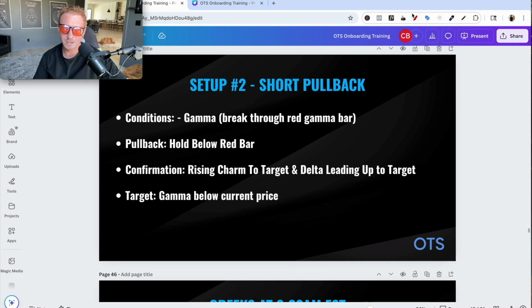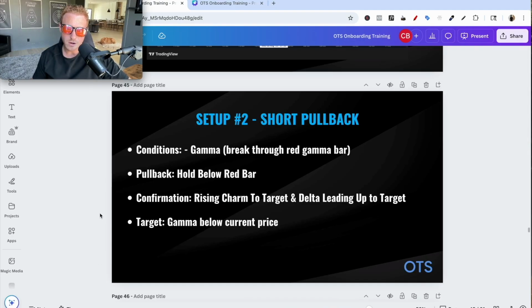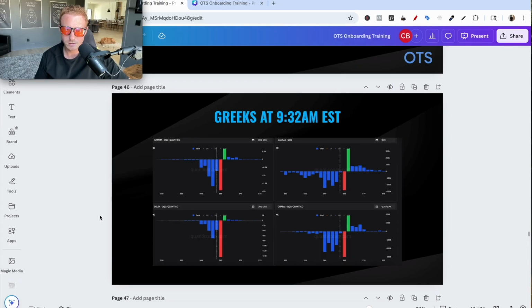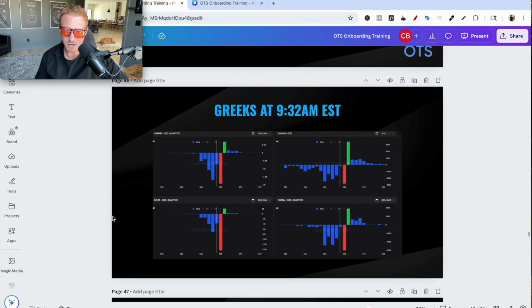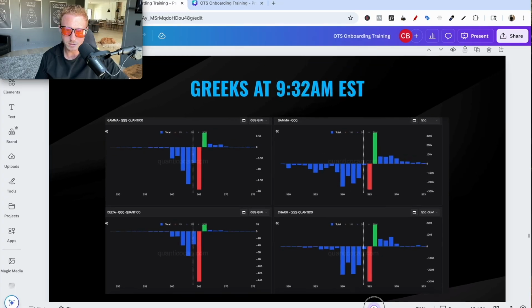And then we want to see confirmation, same exact confirmation. We want to see rising charm to the target and delta leading up to target. The target is going to be the gamma below the current price. Okay, a big gamma bar below current price. So let's look at a real example. This is another Greeks chart, right? Two minutes after the market open is kind of when you want to look at this.